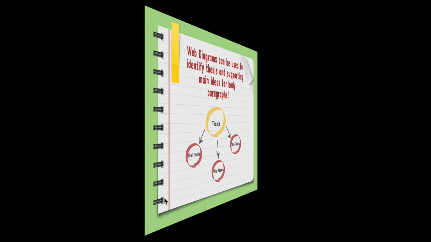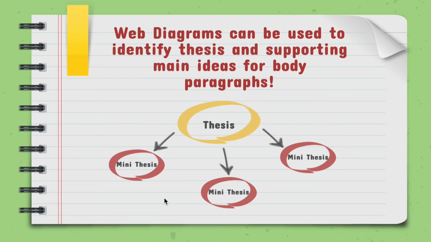I generally start with a web diagram. It is the best way to start brainstorming. It helps you first develop your thesis statement and the mini thesis statements that go along with it. This diagram allows you to write your thesis in the middle and connect any other ideas you might want to talk about around it. From there, select the best points that will act as your main ideas for your body paragraphs.